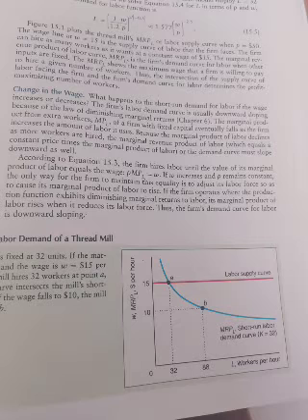What happens to the short-run demand for labor if the wage increases or decreases? The firm's labor demand curve is usually downward sloping because of the law of diminishing marginal returns.